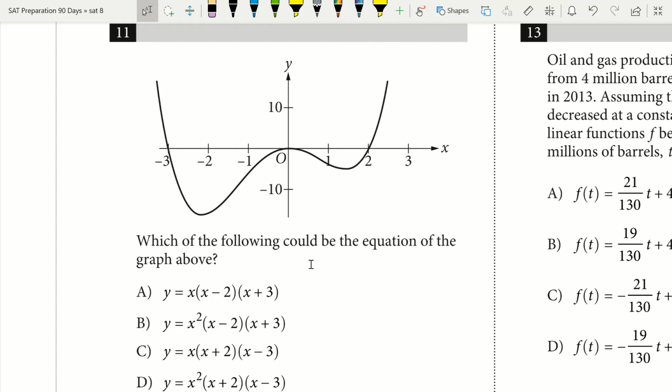An SAT math tip and trick that you can use to save time on the SAT math section. So this tip deals with question 11 from SAT practice test 8.